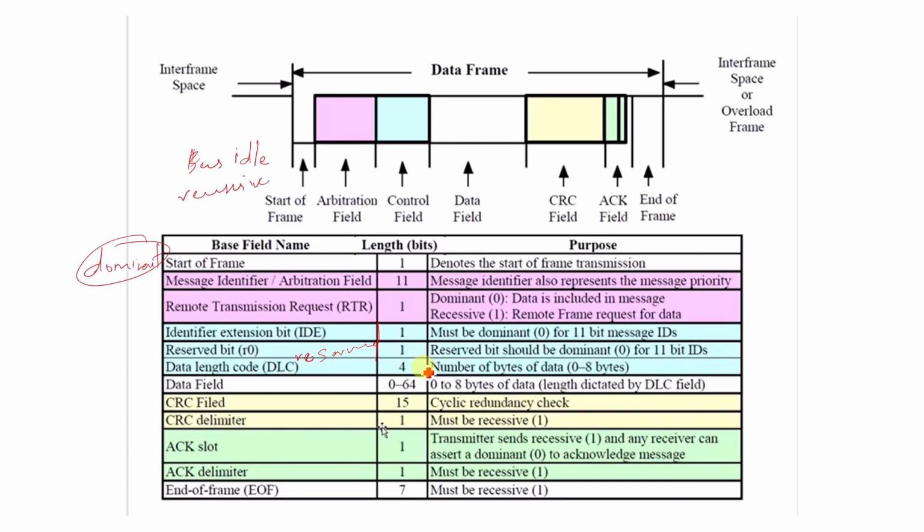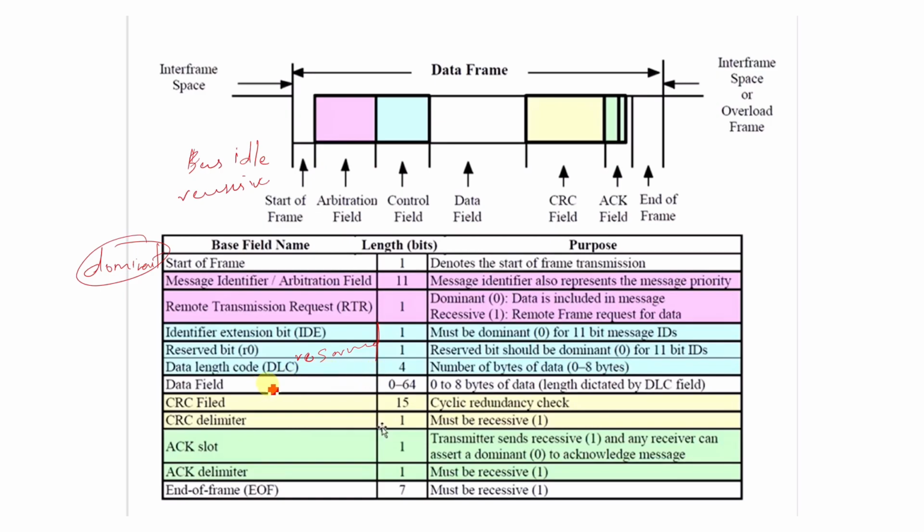And DLC indicates the number of bytes of data which is being transferred. When you transmit a frame, the receiver should understand that the frame will be having this much amount of data. This much amount of data will be coming. So every frame will be having a DLC.